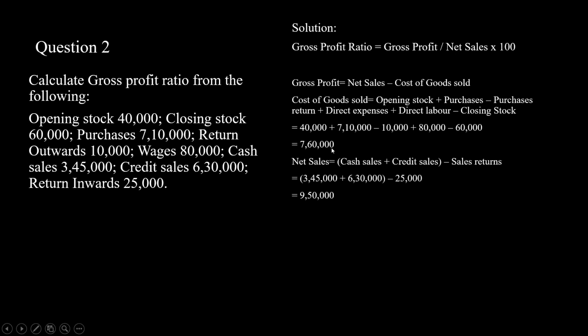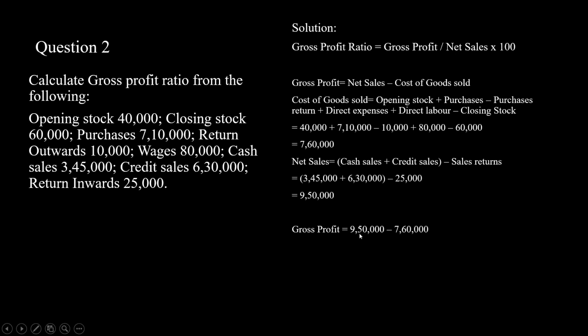And this 7,60,000 is the cost of goods sold. So we got both the values, right? Net sales we got 9,50,000. Cost of goods sold we got 7,60,000. Now we can put them in this formula to find out the gross profit. So how to put up the formula? Gross profit is equal to net sales minus cost of goods sold.